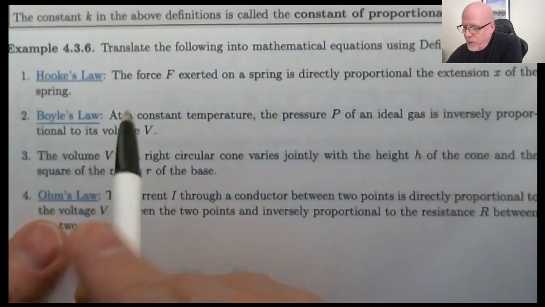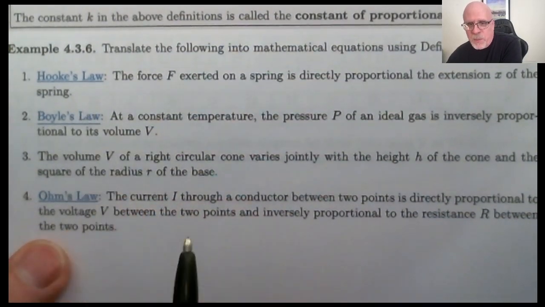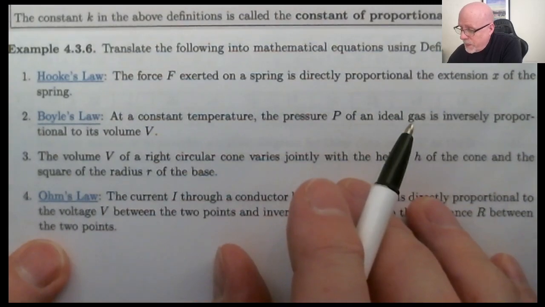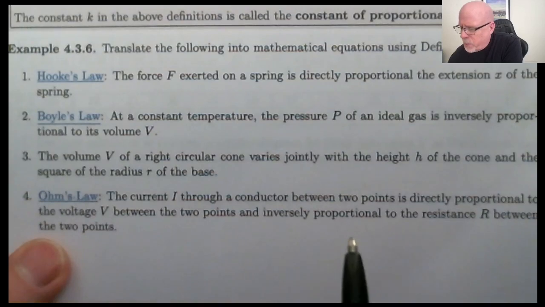So you see all these things that have people's names associated. Boyle and Hooke and Ohm, these are famous. Every one of them's an English mathematician, I think. I'm not sure about Ohm. That sounds like a German name.